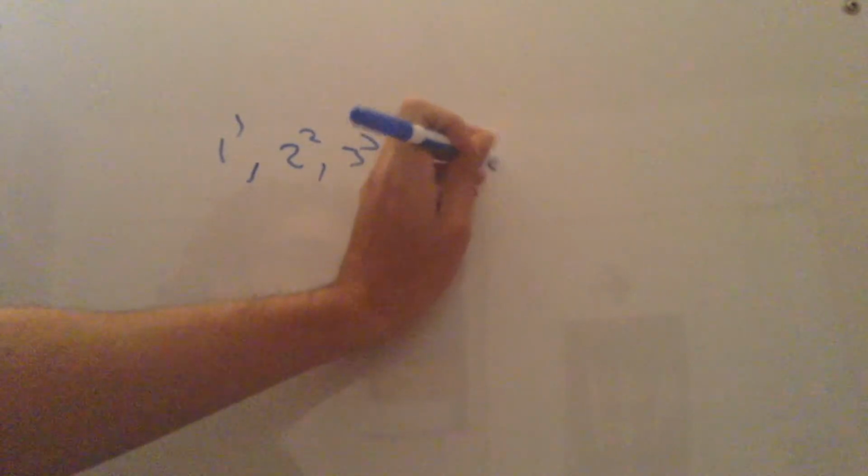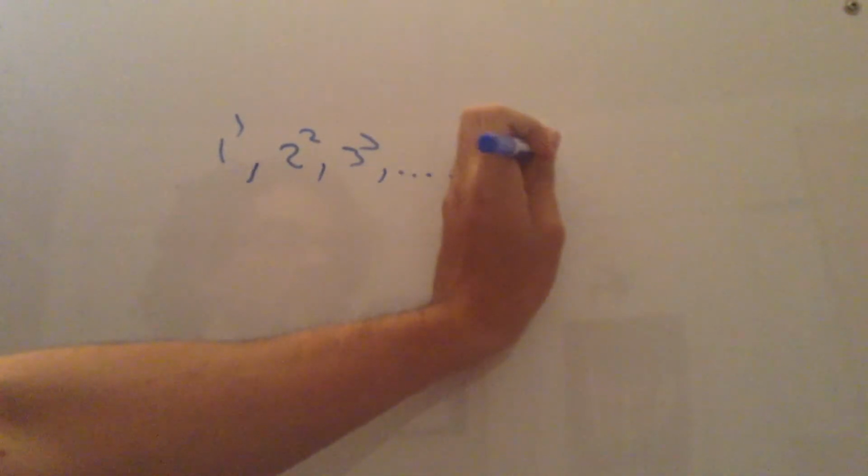So, for this problem, we have numbers of the form n to the n, where n is an integer, so we start with 1 to the 1, 2 squared, 3 cubed, go all the way up to 2017 to the 2017. And we want to know how many of these are perfect squares. So, we want to figure out what types of numbers will form perfect squares when written as n to the n. So let's try something.